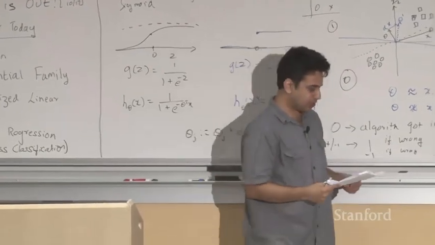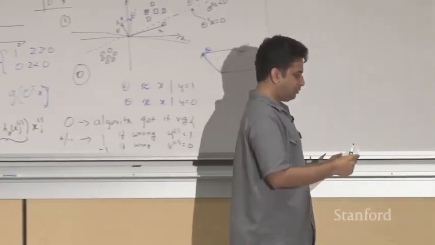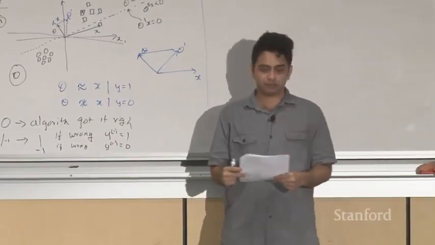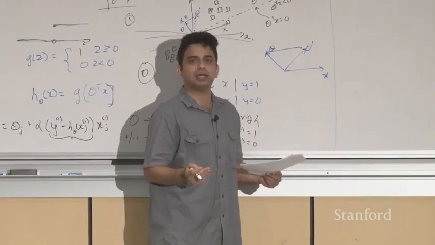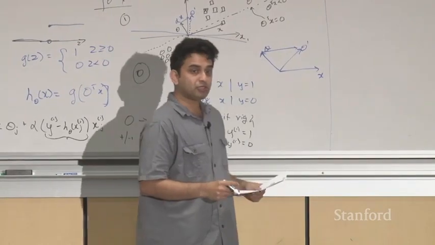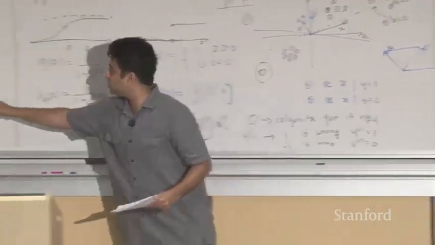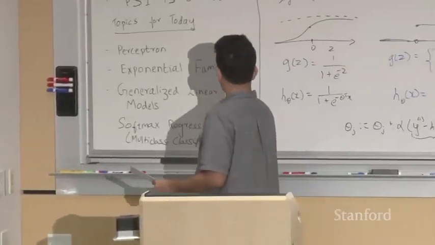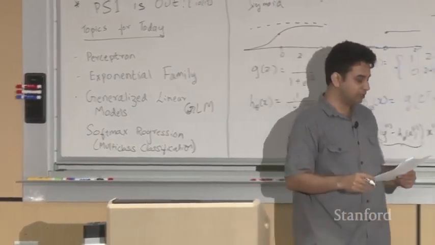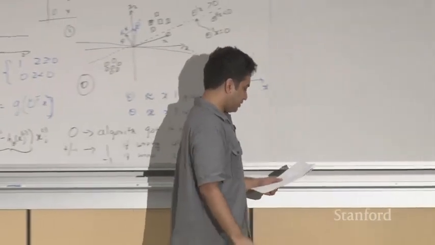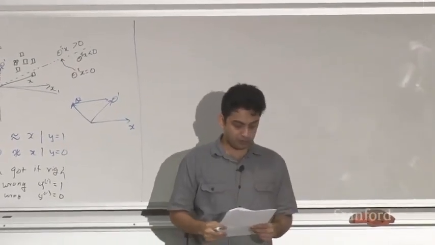Right, let's move on to exponential families. Exponential families is a class of probability distributions which are somewhat nice mathematically. They're also very closely related to GLMs, which we will be going over next. But first we'll take a deeper look at exponential families and what they're about.